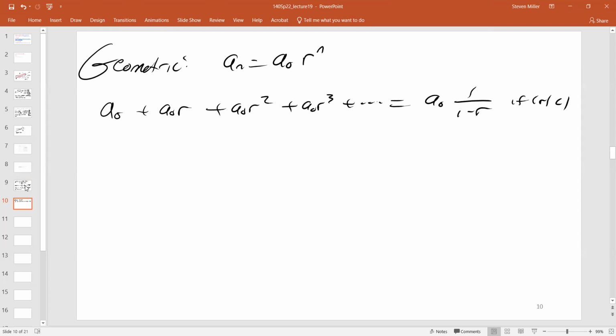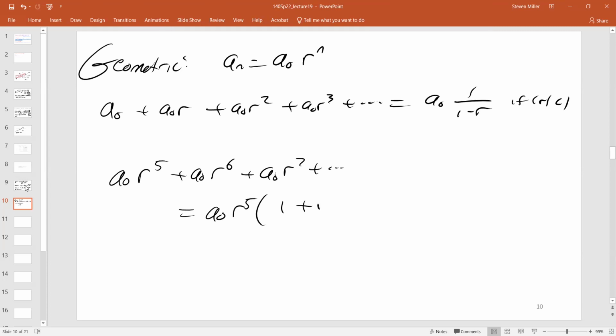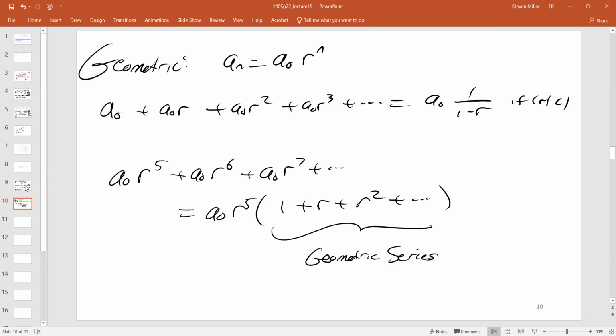What's really nice about a geometric series is if you chop off the beginning of a geometric series, what's left is a geometric series. So if I look at, for instance, a0 r to the 5th plus a0 r to the 6th plus a0 r to the 7th plus dot dot dot, that's just a0 r to the 5th times 1 plus r plus r squared plus dot dot dot. This is a geometric series. It's very rare to have something like that, where if you throw away a couple of things in the beginning, what's left over has the exact same functional form, just a rescale or a reshift.